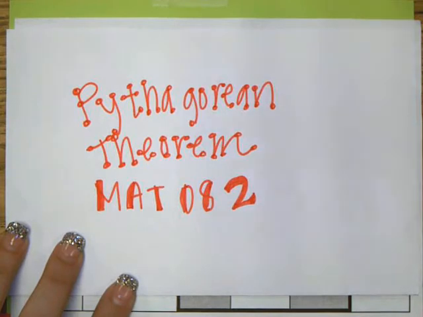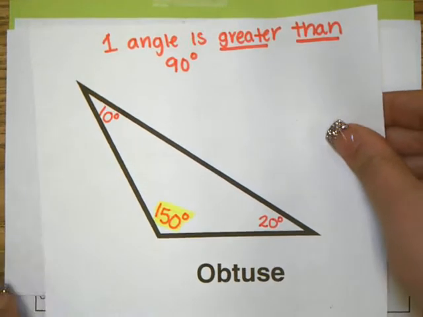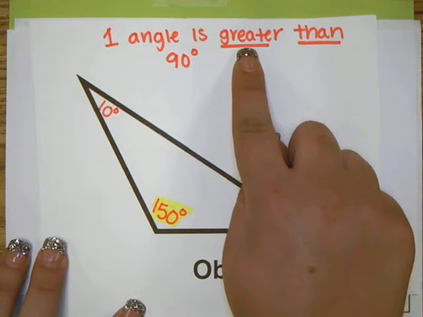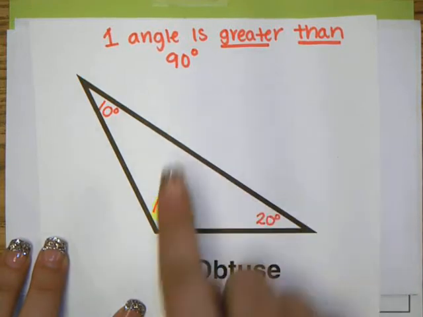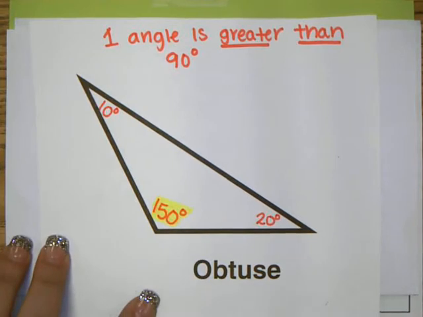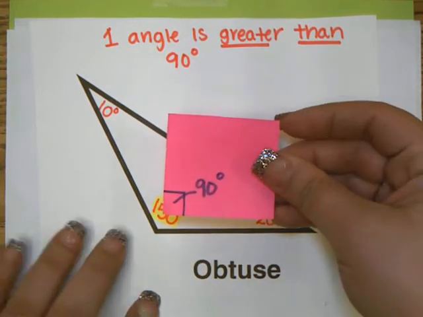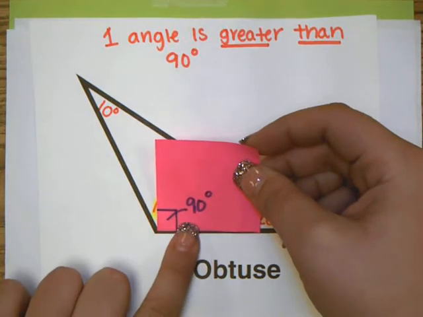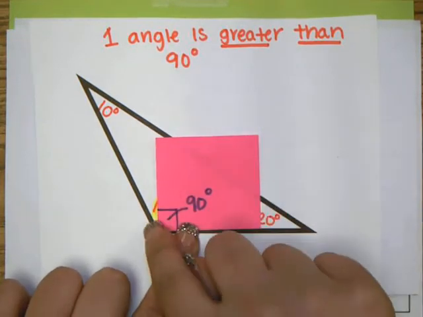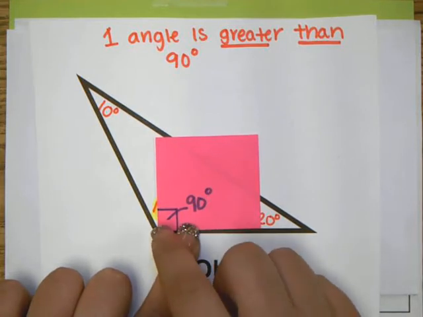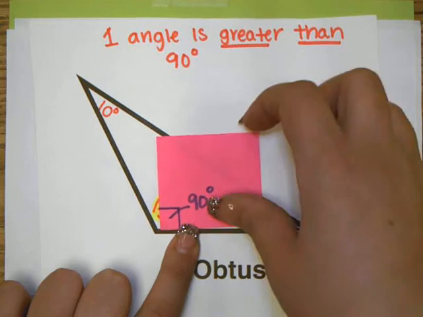The next type of triangle we can have is called an obtuse triangle. To be an obtuse triangle, one of the angles must be greater than 90 degrees. So just by looking at it, we can see that this one looks more than 90 degrees, and if we're not sure, we could take our Post-it note and line it up with the bottom side here, and you can see that this angle goes out of this 90-degree angle, so it is greater than 90 degrees.